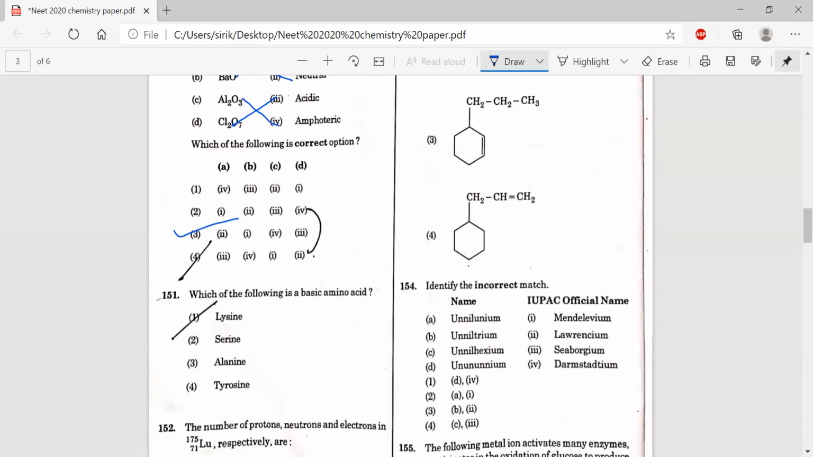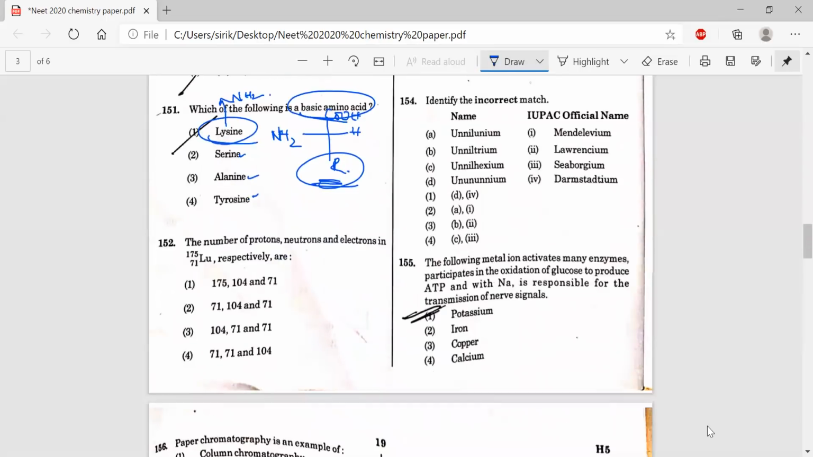Which of the following is a basic amino acid? See here the lysine structure. If you observe, this is the alkyl part of the amino acid, where the R group will be there. Here the R group changes for different amino acids. In tyrosine and serine, OH will be there, in alanine a CH3 part. But in short, lysine has one extra NH2 group. Due to that NH2 group, it is basic in nature. That's why it is a basic amino acid.